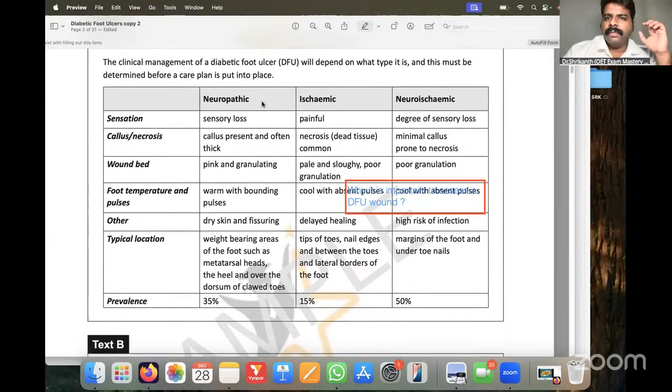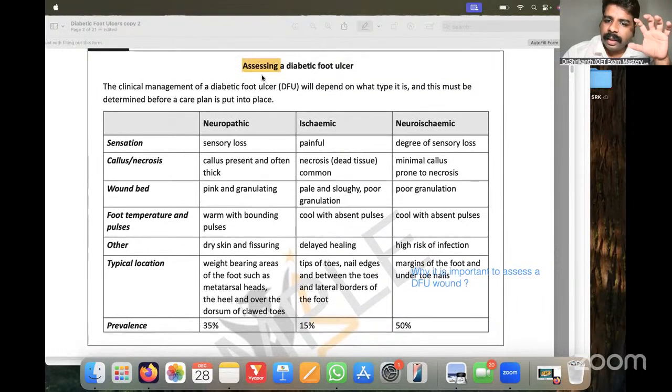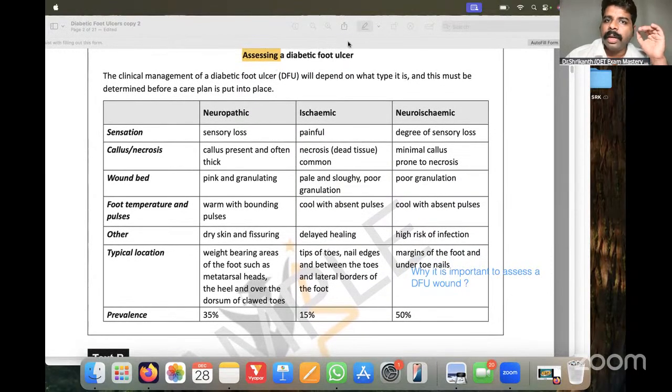Now, over here, when you're taking a look into this paragraph, what do you see? You just see a table over here. You only see a table over here. And in the table, we have just very short information. Okay, so our duty is to find out why it is important to assess a diabetic foot ulcer wound over here. But in text A over here, they're talking only about how to assess it. Okay, here they're talking about how. Okay, so text A is talking only about how to assess.